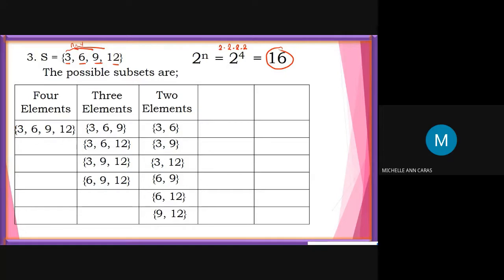Okay, after that, we have also 1 element. Ano tong nabilang sa 1 element? So we have 3, 6, 9, kag 12. And last, okay, 0 element. Ano tong under sa 0 element? So we have the empty or null set. Okay, this is a null set, and this is an empty set.